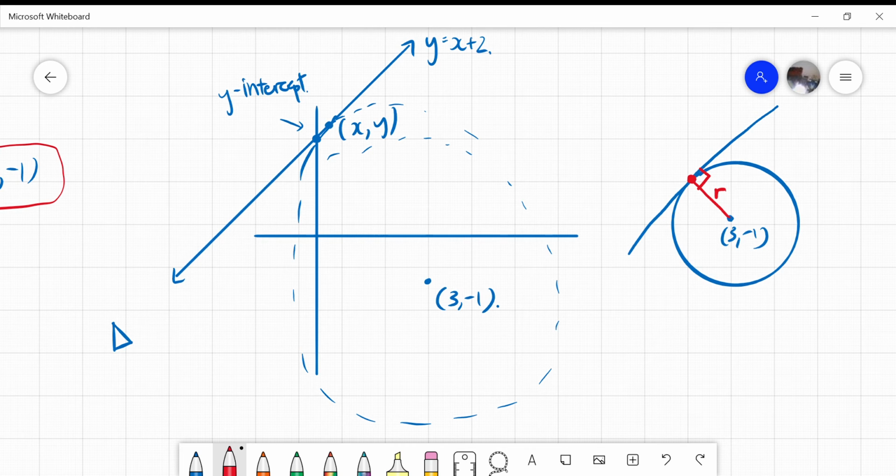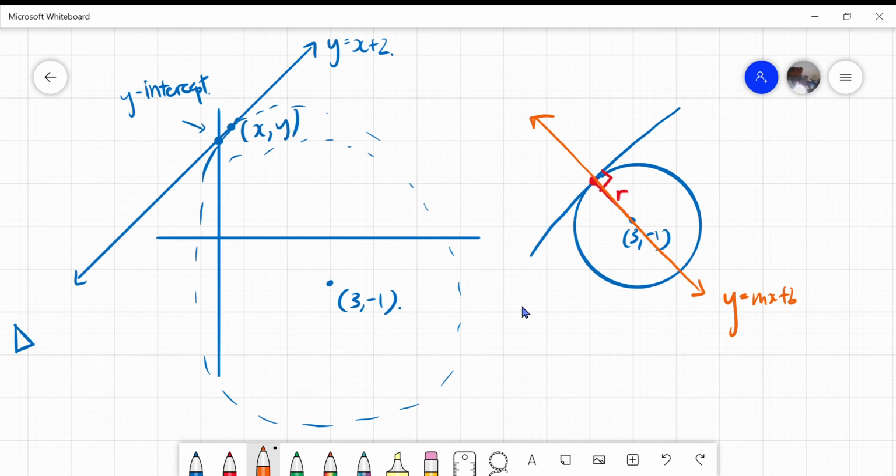So how are we going to use this fact? Well, notice the line the radius forms. We're going to use that line to construct a second line. This is going to be some other equation, in the form of y = mx + b. This is the equation of a line that is perpendicular, that intersects y = x + 2 at 90 degrees.